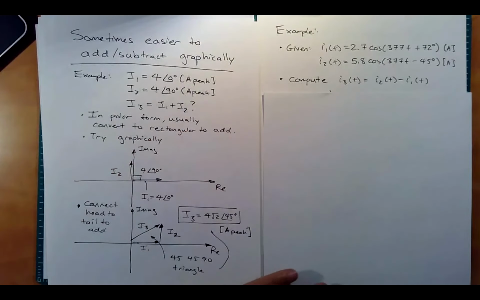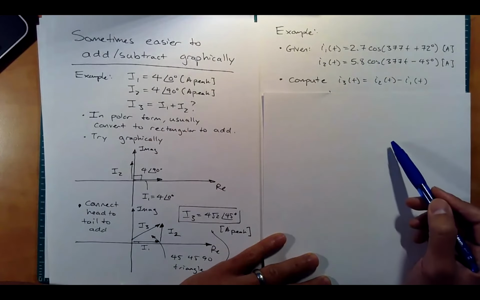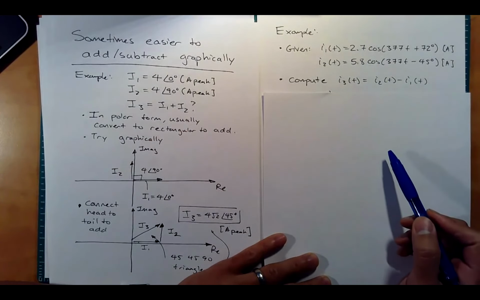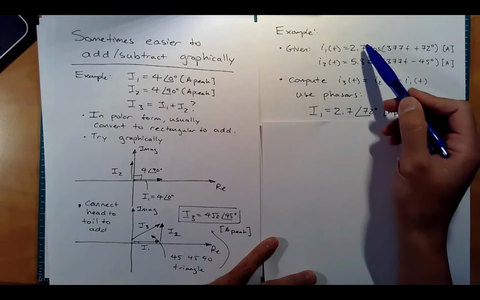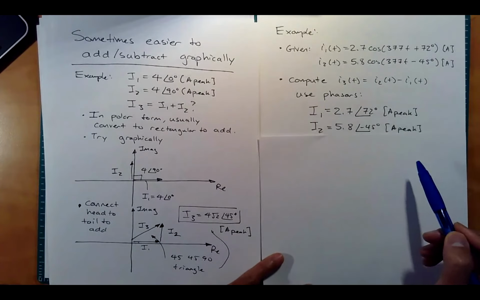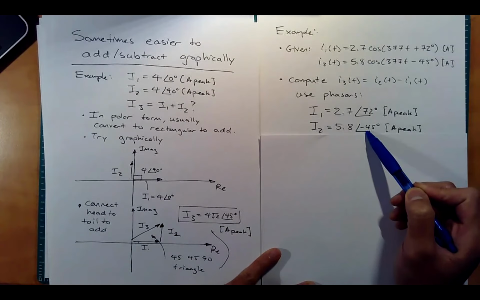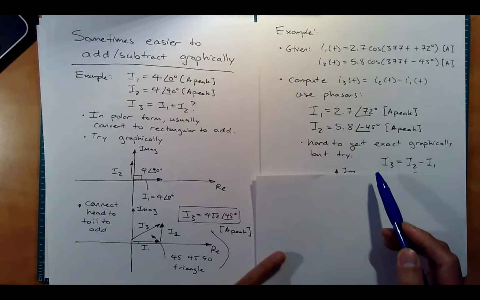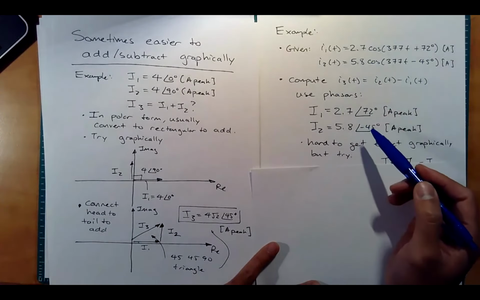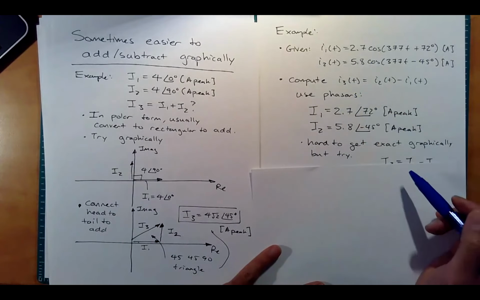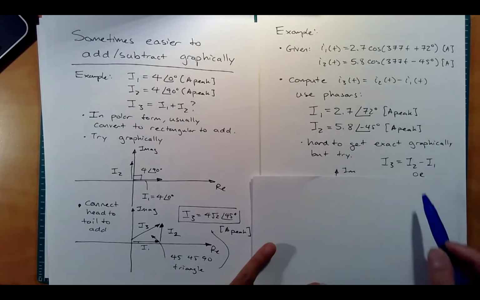Gross, right? Or I can remember, what if I just represent these two as phasors and then just subtract phasors? That might be easier, or at least easier to think about. So if I use phasors, I1 is just 2.7 angle of 72, and I2 is 5.8 angle of negative 45. And I just want to subtract. This might be hard to get graphically, but at least we can visualize it. We might not get exact answers, but we can get a ballpark, some intuition. So what would this look like?